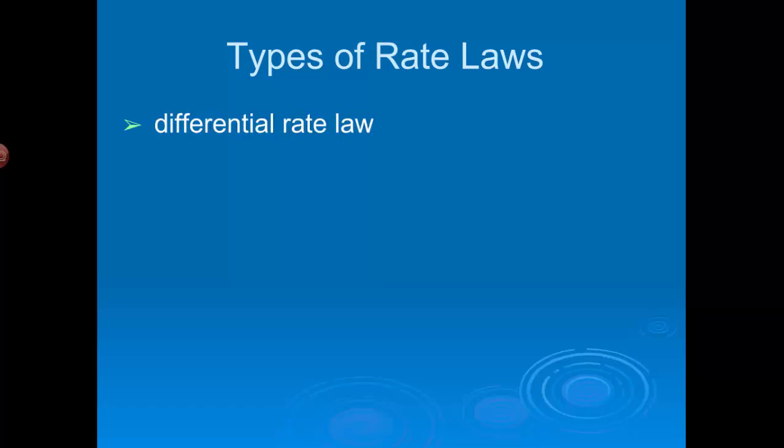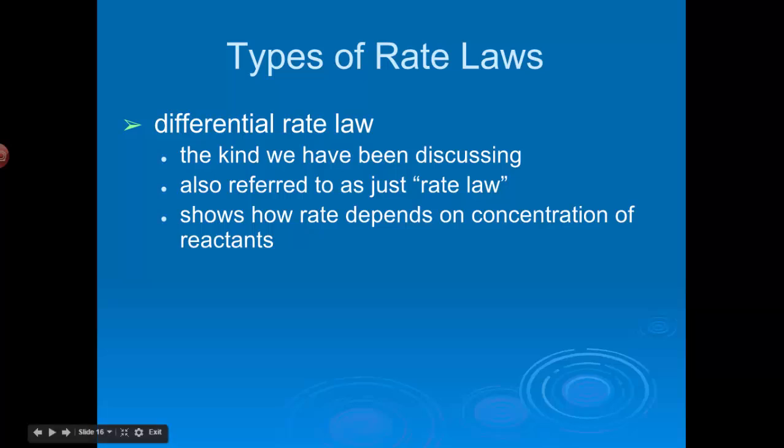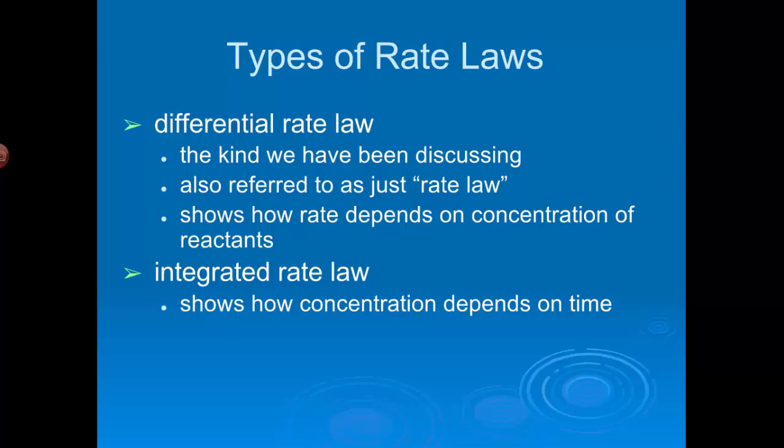Okay, so there are a couple of different types of rate law. There's the differential rate law that we talked about. This is the kind we've been talking about. It's just sometimes called the rate law. And it shows how rate and concentration are related, how the concentration of reactants affects the rate. There is something called the integrated rate law that we'll see a little bit later on, and that shows the relationship between concentration and time.